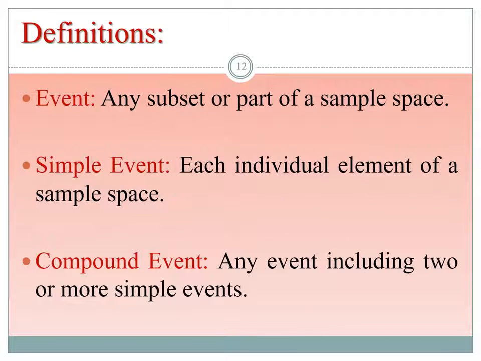Next definition, event. Any subset or part of the sample space we call an event. We can divide events into simple events and compound events. A simple event means each individual element of a sample space. A compound event means any event including 2 or more simple events.